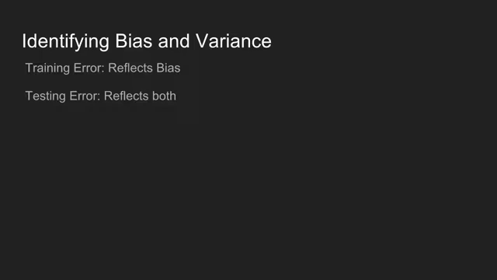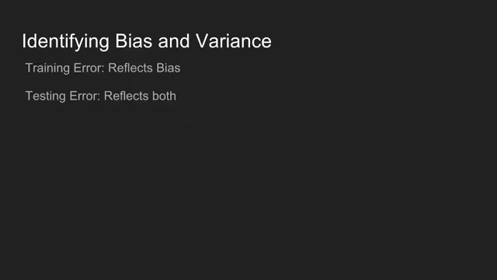Now testing error reflects both bias and variance. What this means is, if you remember from the overfitting examples, we can have really, really low training error, but we can have really high testing error, because what happens is we start fitting the noise of this training set. And so the testing error will be relatively high. What you can do to diagnose what is actually happening in your model is compare the two errors with each other.